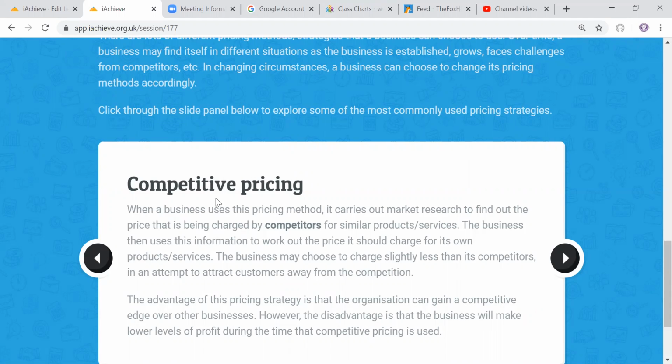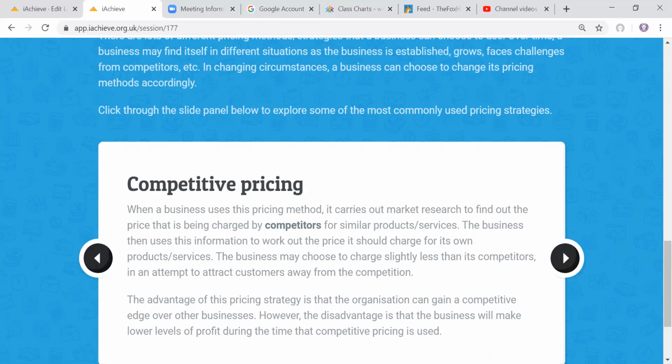When a business uses this pricing method, it carries out market research to find out what price is being charged by its competitors for similar products or services. The business then uses this information to work out which price it should charge for its own products or services. The business may choose to charge slightly less than its competitors in an attempt to attract customers away from the competition.